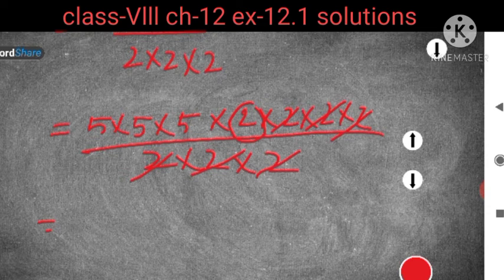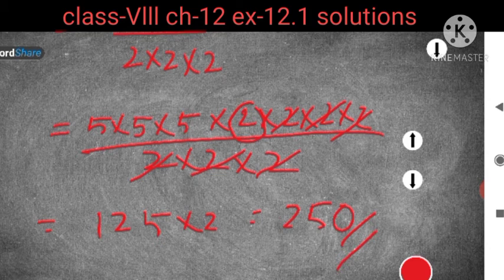So 5 into 5 into 5 is equal to how much? 5 5 is 25. 25 into 5 is 125, isn't it? 125 into 2 is equal to how much? 250. So what is the answer? The answer will be 250. Okay, so the answer will be 250. In this way you have to evaluate.